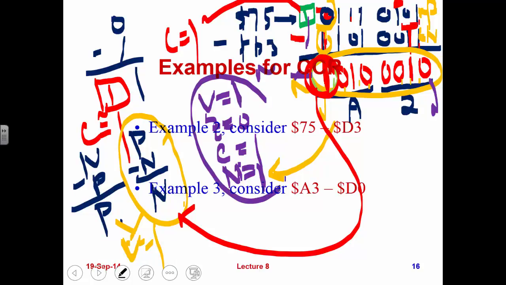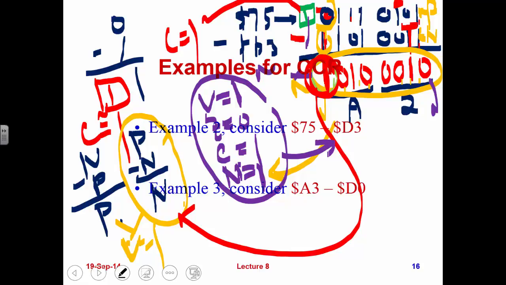So this is our result for this operation. V is 1, Z is 0, C is 1 because we have a borrow. Make sure a borrow is similar to a carry. And N is also 1 because our result is a negative number. So that's our second example.